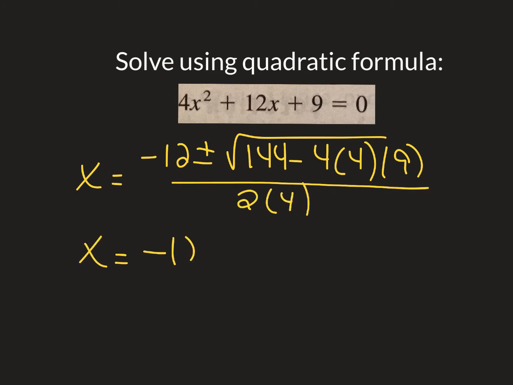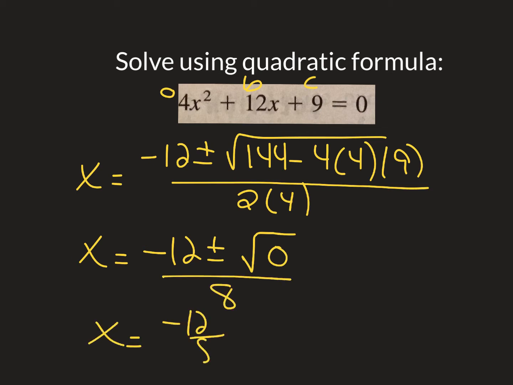Okay, so I'm not going through every single little step, like which is a, what's b, like I just did. Work out what's inside your square root. And if you work it out, you get 0, which is kind of crazy, over 8, which really gives you negative 12 over 8, which is negative 3 halves.